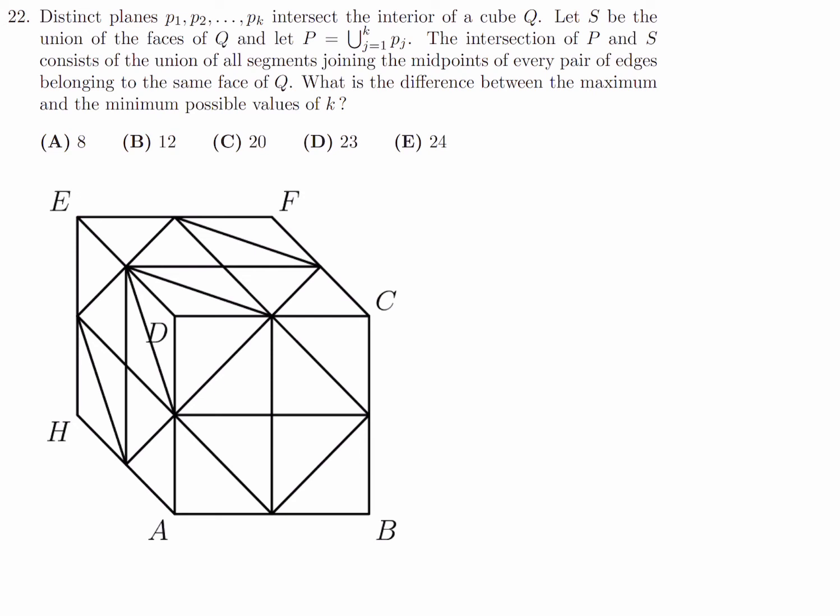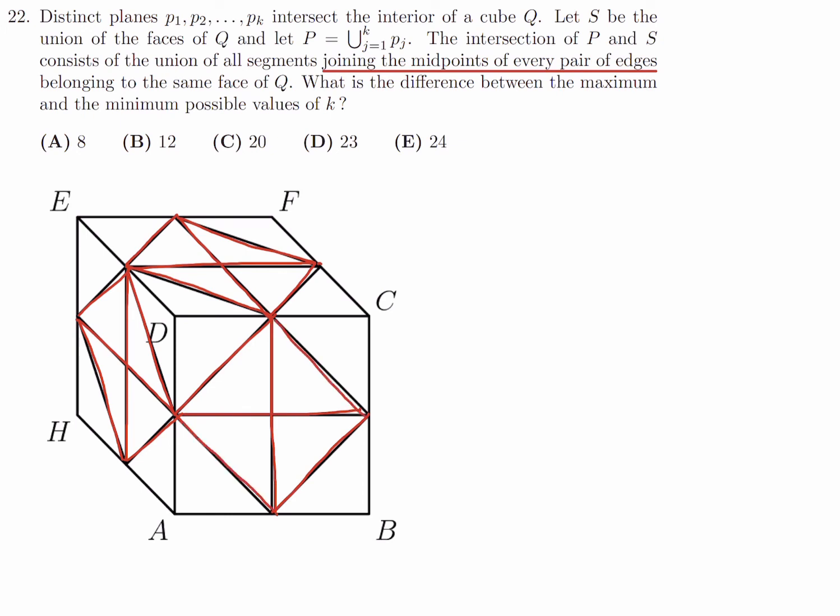And that's what they mean, that when you join the midpoints of every pair of edges, so every pair of edges has a midpoint. For example, this is a midpoint, this is a midpoint, this is a midpoint, and that's a midpoint on the top face. And when you join them, you get these lines, as you can see. And when you join them like that, the planes have to cut through every single one. So every single one of these lines that connects midpoints has to be cut. The planes have to slice through all of them.